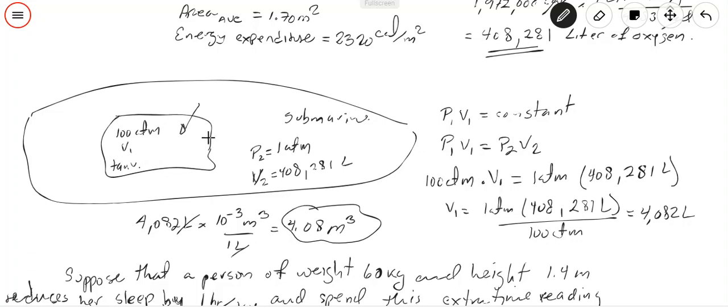So the volume of the tank in the submarine, where we are holding the oxygen at 100 atmospheres, the oxygen that all the 50 people in the submarine are going to be consuming for the next 10 days, is equal to 4.08 cubic meters. So in a tank with a volume of 4.08 cubic meters at 100 atmospheres of pressure, we're going to be able to hold the oxygen that these 50 people need during 10 days in the submarine.